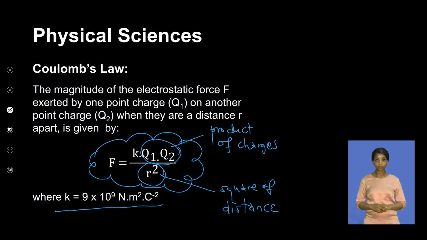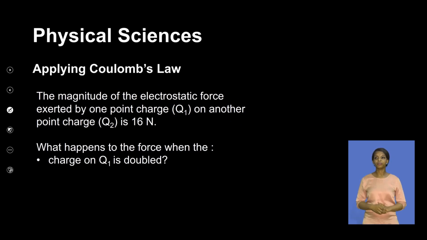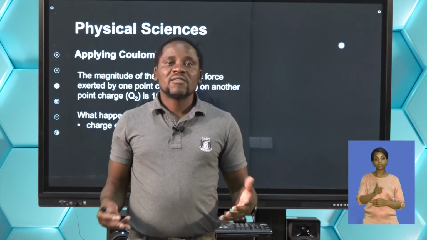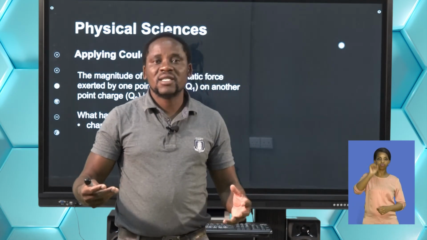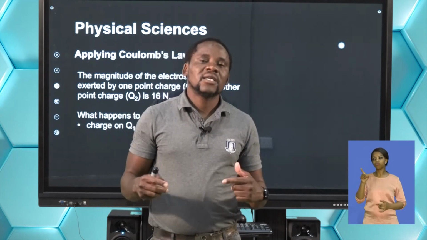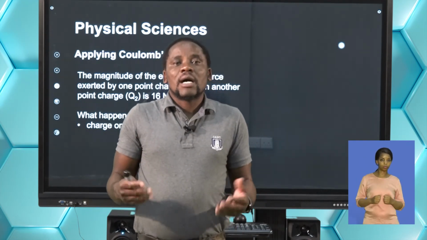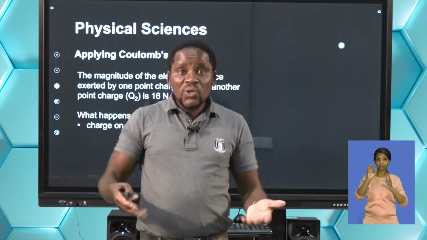You need to also be familiar with that and distinguish it from G, which is the universal gravitational constant. Now, in terms of applying Coulomb's law, in multiple choice questions there is a special focus on the conceptual understanding of any physics concept. So you need to be able to apply Coulomb's law appropriately based on your understanding.